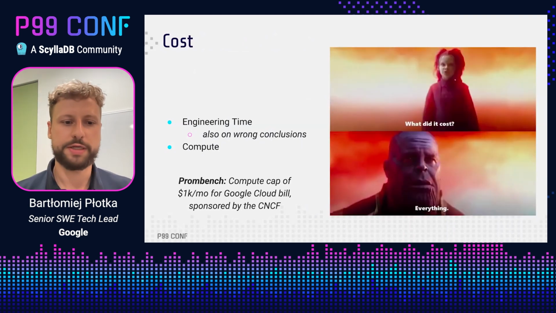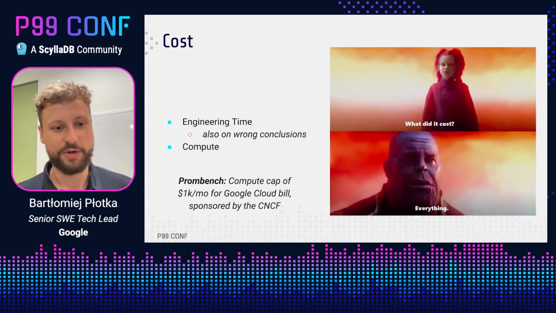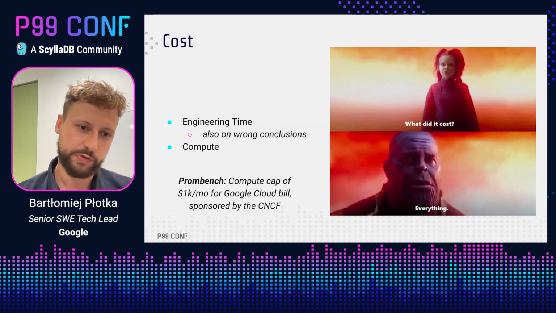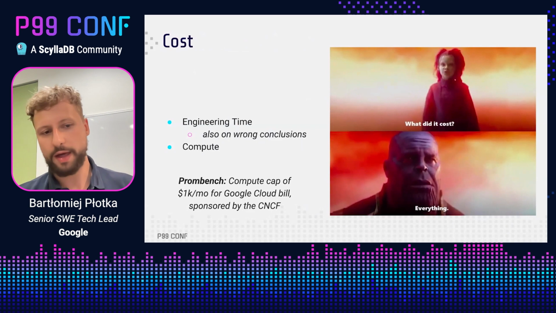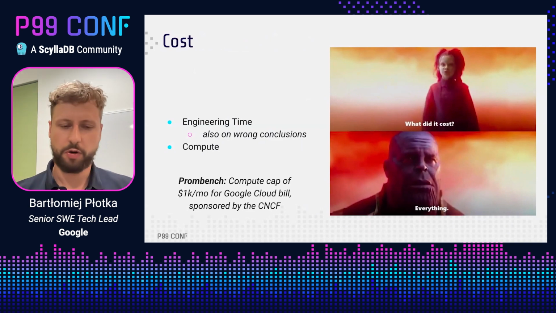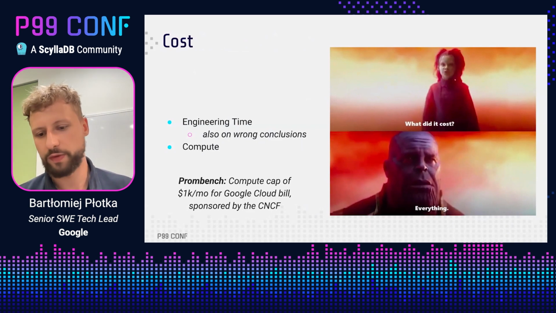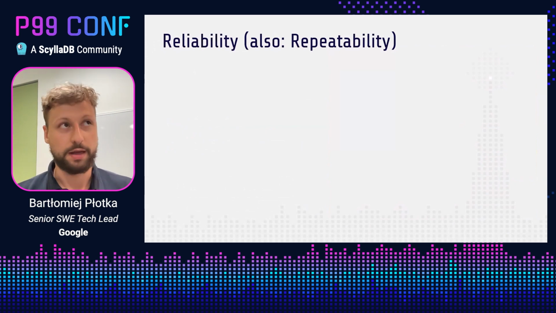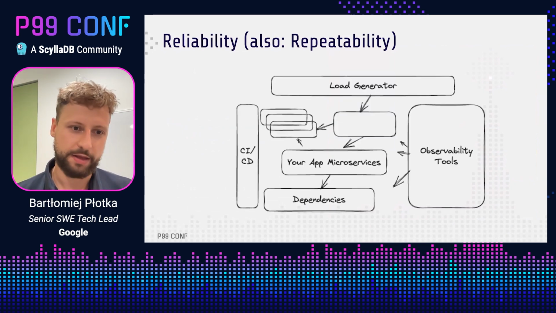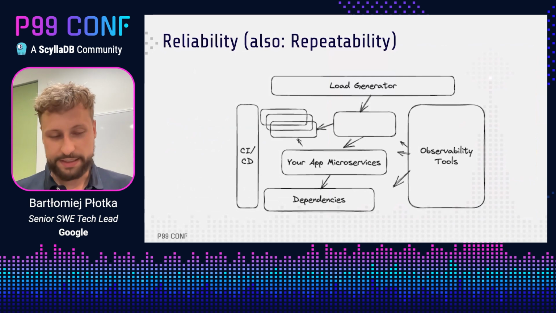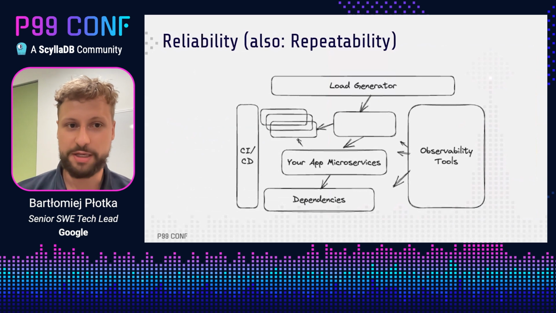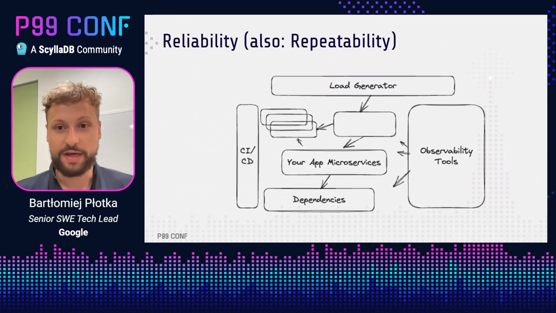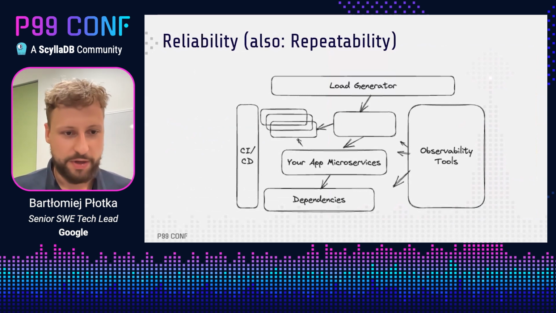Finally, compute. For PromBench, we have a cap because Prometheus is an open source project within the CNCF, and CNCF sponsors Google Cloud billing up to $1,000 per month, which is not a lot, but it gives us the opportunity to do what we want with basic standard benchmarking, like standard use cases. Next thing, reliability. We really want to make sure that our benchmarks are repeatable, so we can trust them. So it cannot be on an unstable environment.